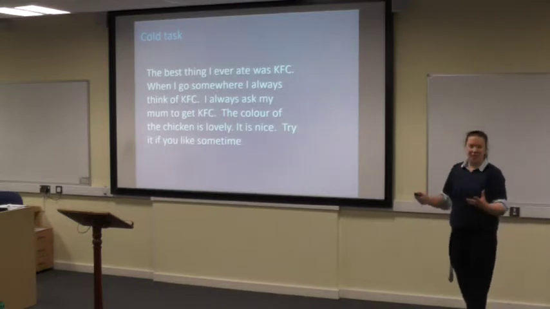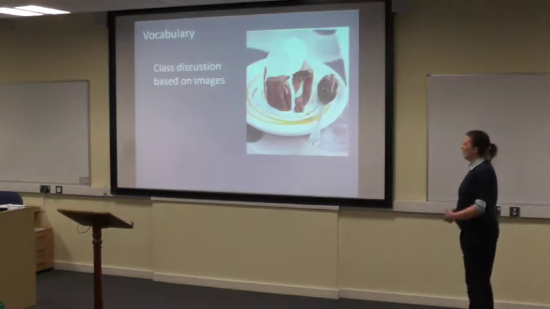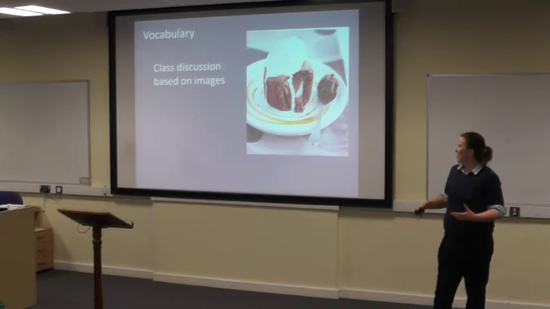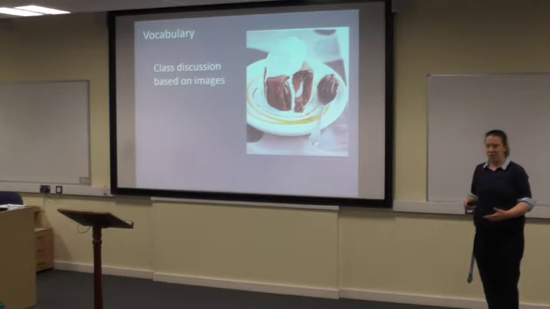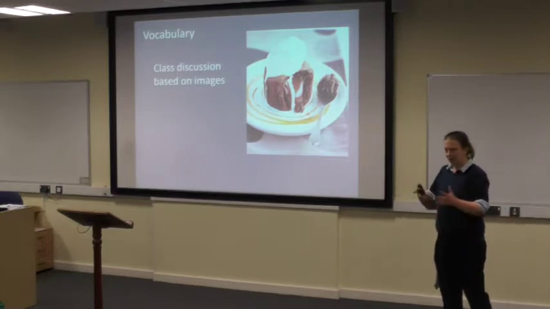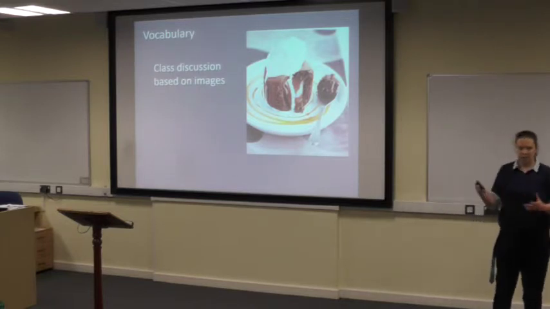So that was our starting point, and that's where we worked from to try and improve his writing. These are the steps we took. We tried to work on the vocab, so we had a class discussion based on some images. We had some nice pictures of various food up. We started having a discussion in class about what words we would use to describe this, and then pushing some of the more able students within the class to come up with more interesting vocab, and everyone was learning from that.